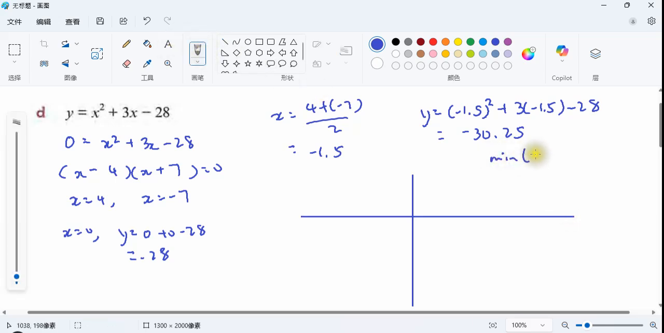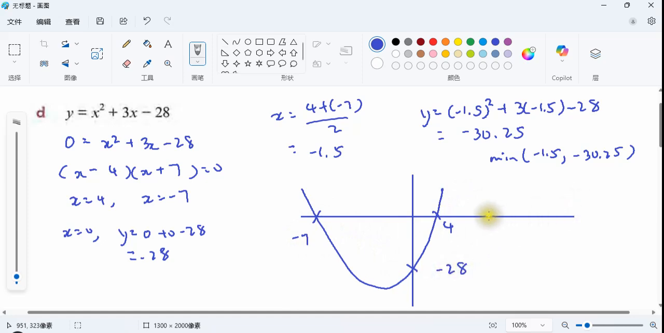So the minimum point is negative 1.5, negative 30.25. The graph has x-intercepts at negative 7 and 4, and the y-intercept at negative 28. The minimum point is negative 1.5, negative 30.25.